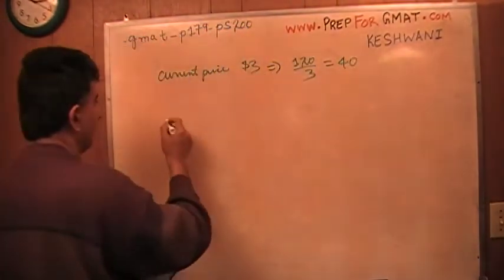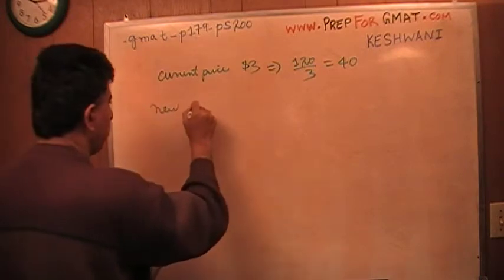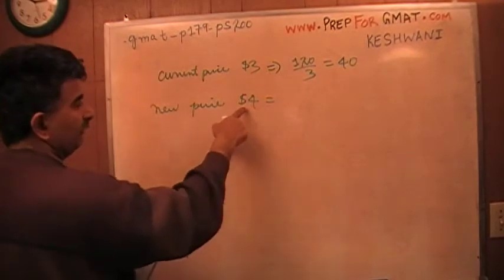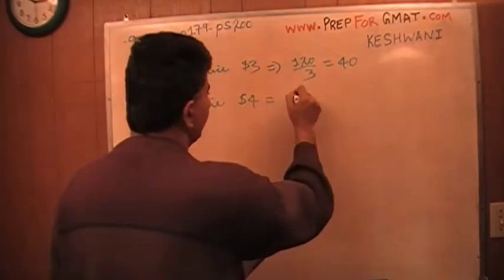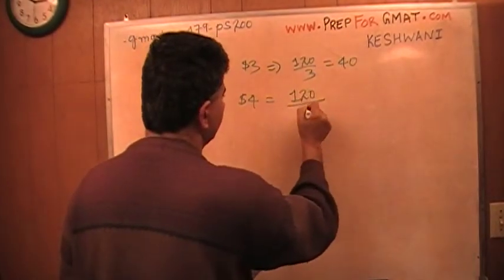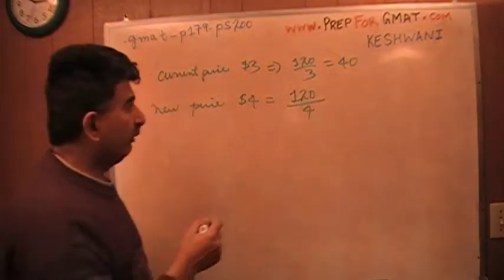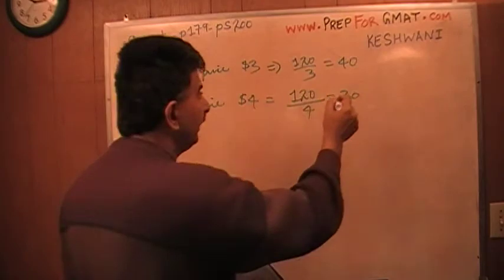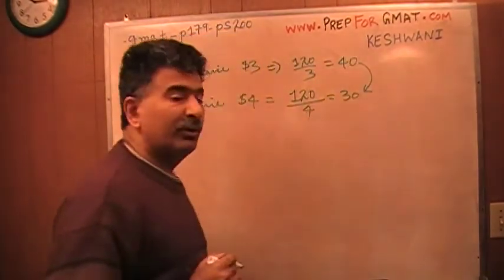Let's increase the price by $1. If I increase the price by $1, the new price is $4. How many towels would I be able to buy now with the same amount of money, $120? I should be able to buy 30 towels. I am able to buy 10 fewer towels.